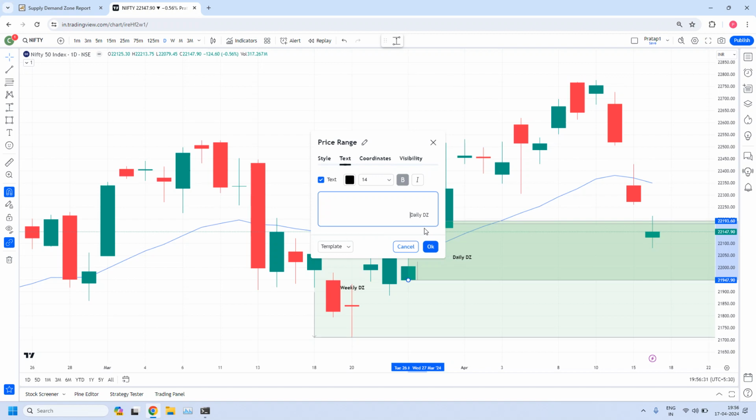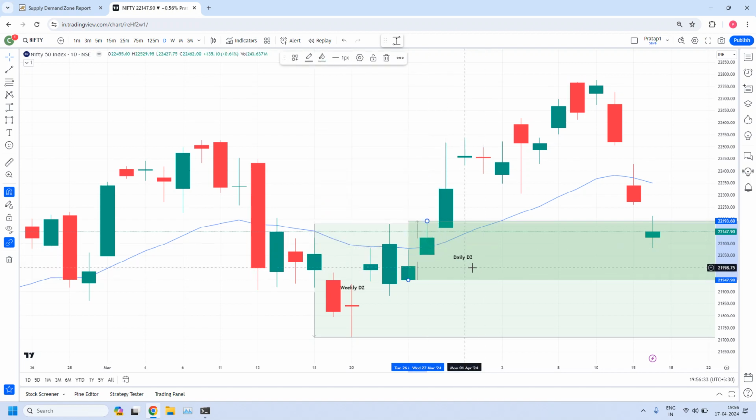Remember, this is not a high liquidity demand zone, just the normal daily demand zone. If it has a fine-tuned 5-minute zone, probably we can plan a trade in that. And moreover, this daily demand zone has a confluence with the weekly demand zone. That point you should not forget. So definitely it has some importance because of the weekly confluence.